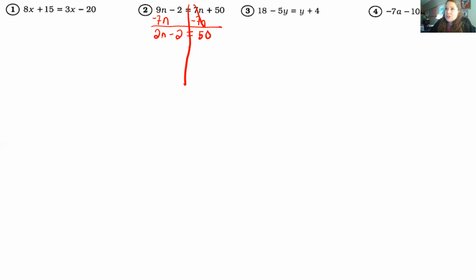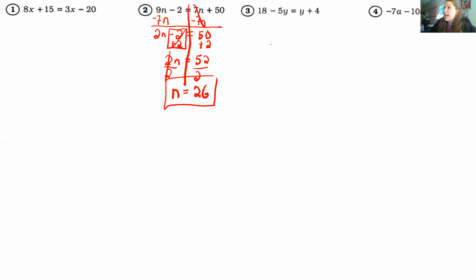Now I got to get rid of this 2 times n and minus 2. You always start with adding and subtracting, canceling those out first when you're solving equations. So to get rid of a minus 2, I'm going to say plus 2, plus 2. So this is gone. So I'm bringing down 2n is equal to 50 plus 2 is 52. And then finally, the opposite of times 2 is divided by 2. So I'm going to get rid of that. And my answer is 26. So if I plug in 26 up here on both sides of the equal sign, I'm going to get a true statement. And I know my answer is correct.